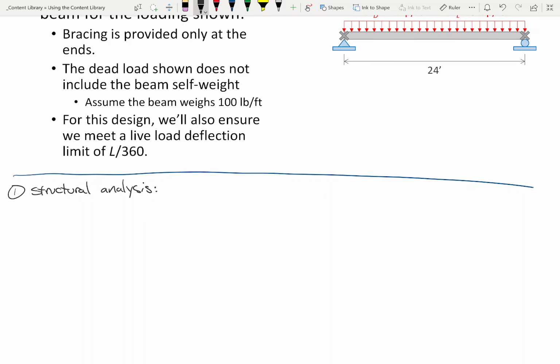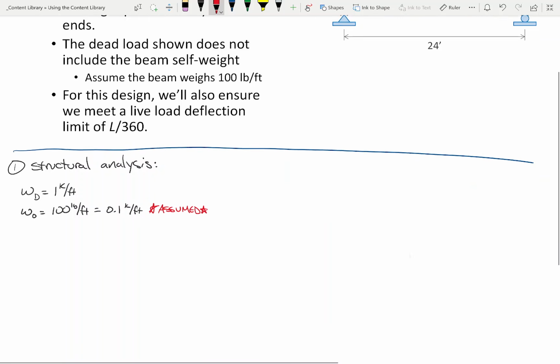So let's do some structural analysis first. What we need to do is determine some moments and shears for the beam. We also need to determine CB, which we'll talk about in a second. But let's write some stuff down. So that's assumed.